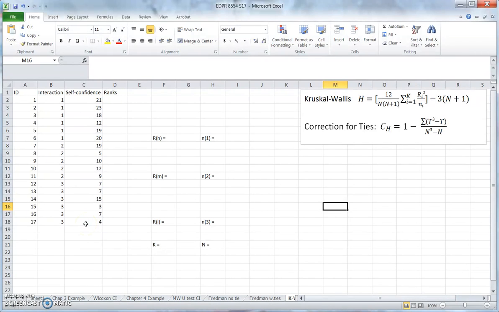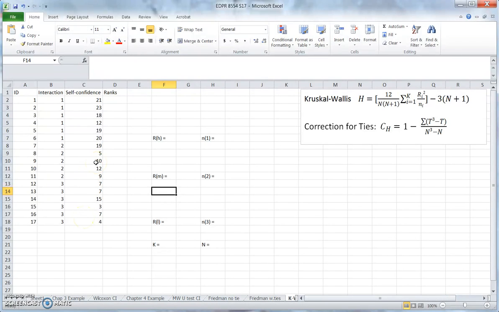So what we have here is the scenario from the textbook, but I want you to be reminded that I actually changed some of the scores. So later on, I have a more complete way to demonstrate how to get the correction for tied scores. So here we have 17 participants in 3 separate groups. They are independent of each other.